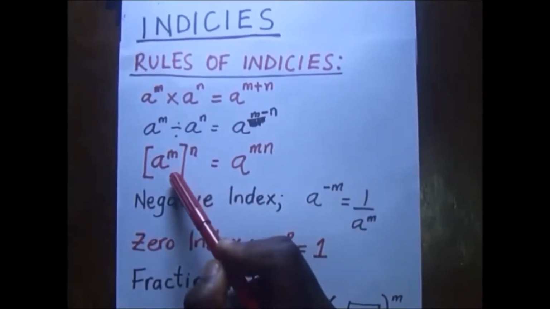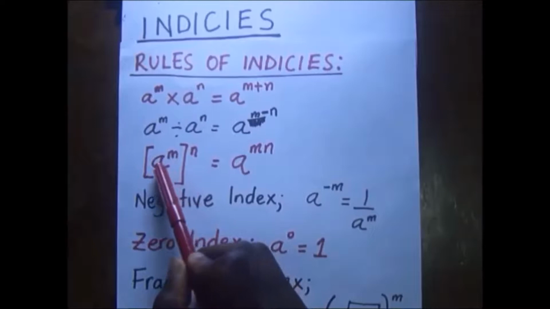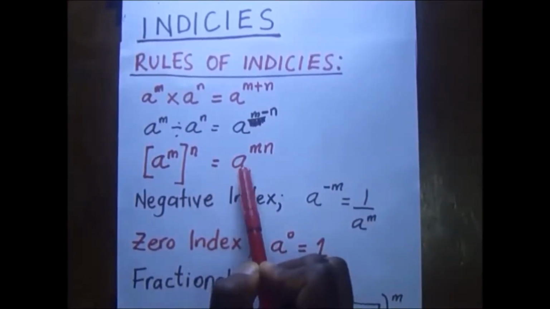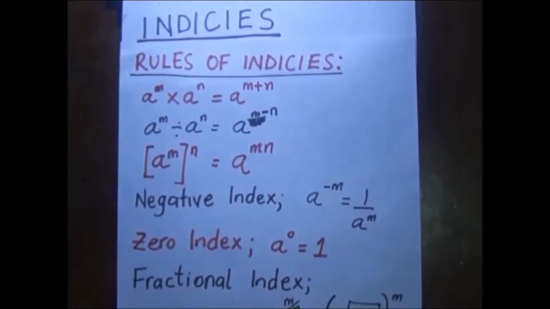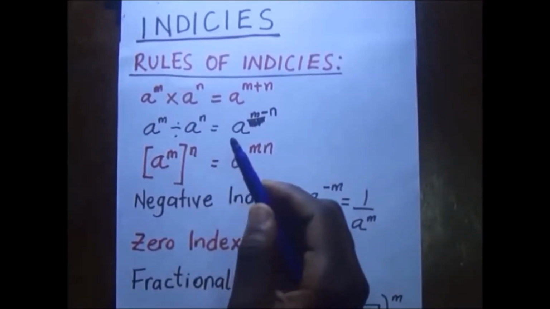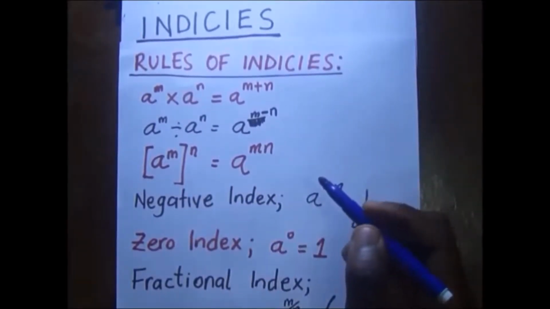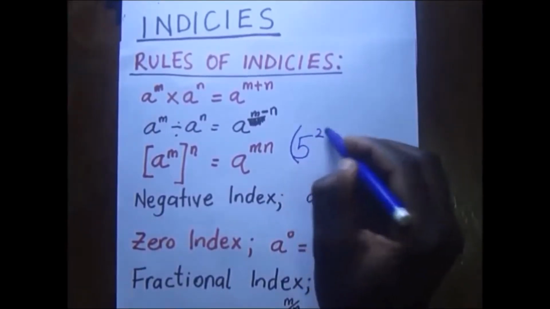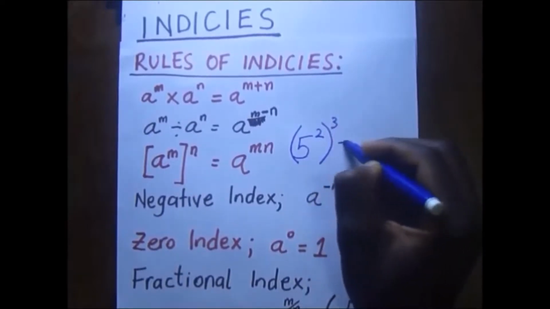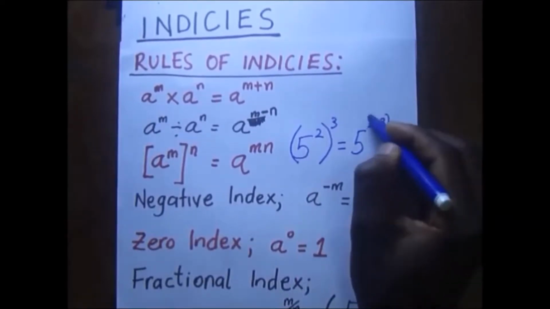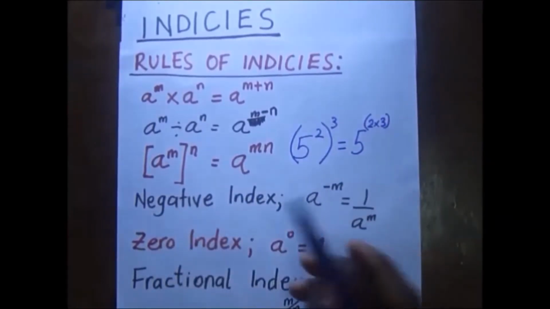Then, if we have an index a to the power m in brackets to the power n, it is as simple as saying a to the power mn. It means that the two powers are going to multiply each other, m and n will be mn. For example, if you have 5 to the power 2 in brackets to the power 3, it's the same as saying 5 to the power 2 times 3. That is what this arrangement means.